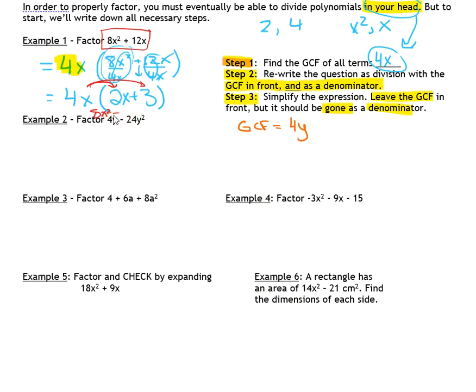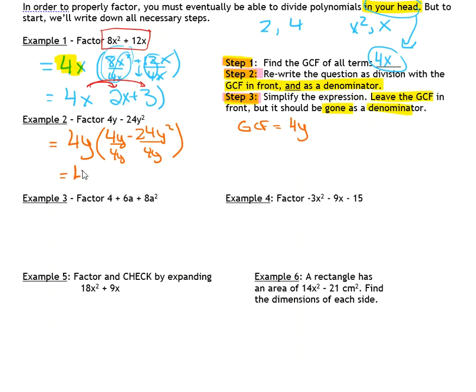Now look at our step 2. Rewrite the equation as division. This is kind of the weird one where we set it up. First thing, I'm going to rewrite the equation, 4y minus 24y squared, and then I'm going to make a bigger bracket. My greatest common factor goes in front, with an equal sign first: 4y. That's my greatest common factor, and then it goes underneath everything. That's my step 2. And step 3 is to simplify, to just tidy up those brackets.